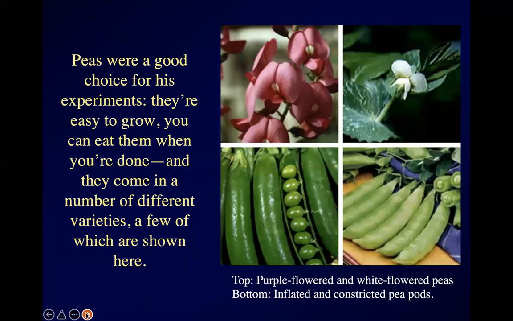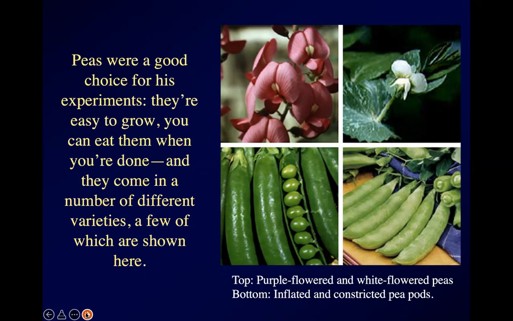And they were a good choice for his experiments. Peas are pretty easy to grow. When you're finished with them, you can eat them. So, you know, there was that. They would help feed the brothers in his monastery. And what's more, they come in a number of different varieties with different features, different traits.